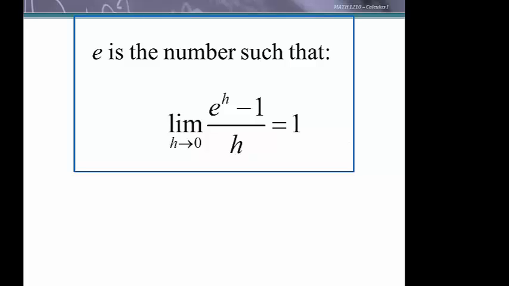We're going to define this to be the number such that the limit as h approaches 0 of e to the h minus 1 over h equals 1. So we're saying at 0 the slope of the tangent to this curve of this number e to the x would equal 1. Now we are later going to define e to the x in terms of a limit, and then in Calc 2 in terms of an infinite series.